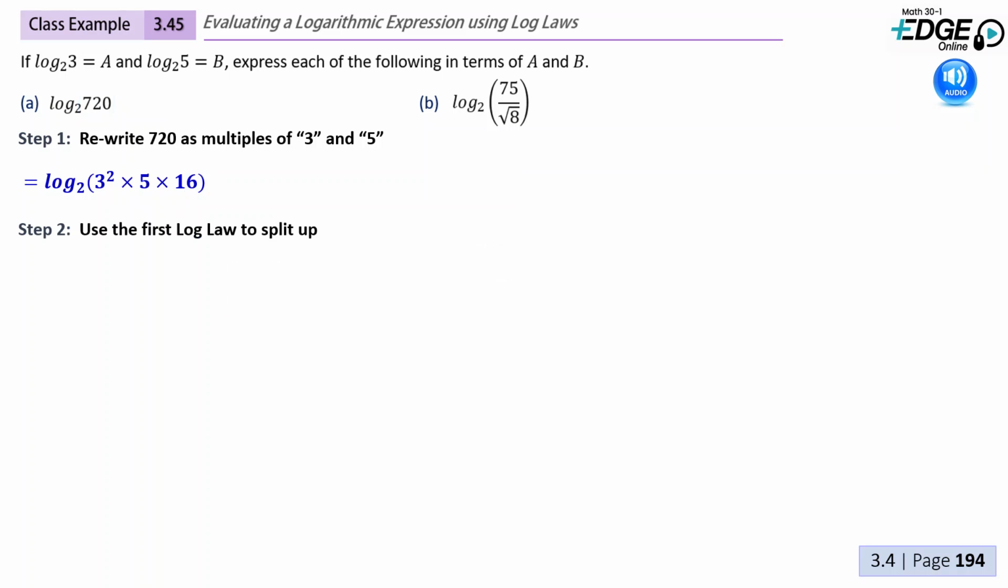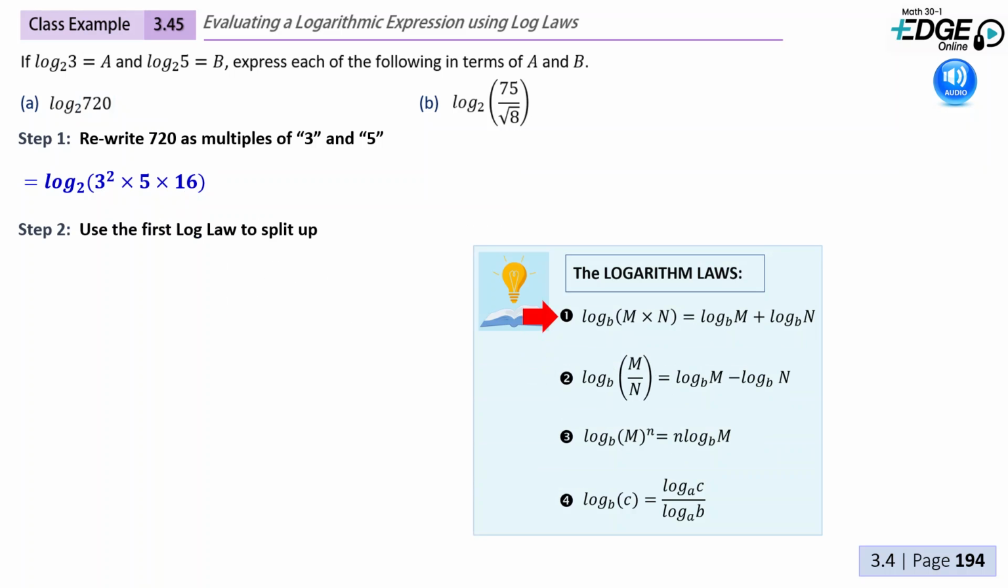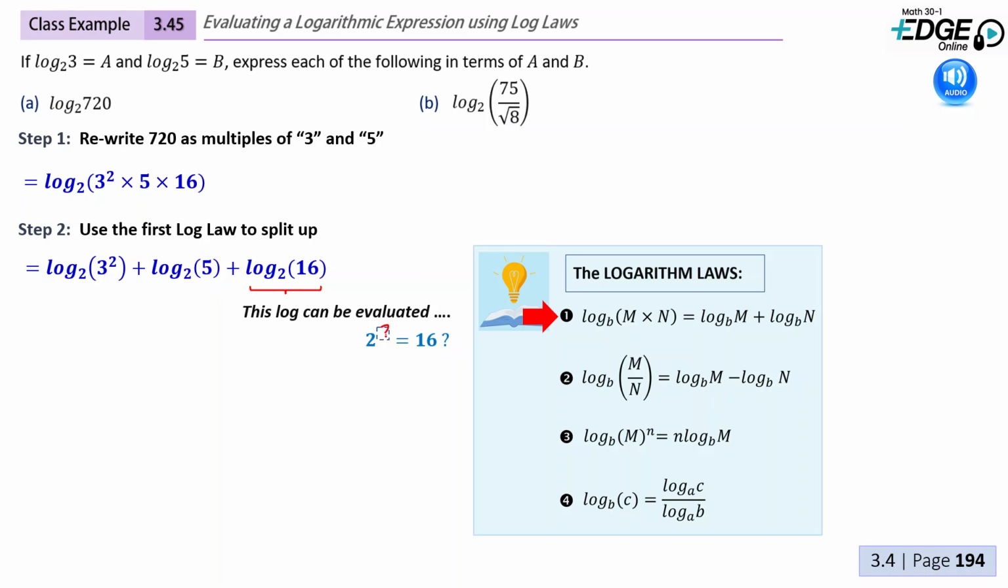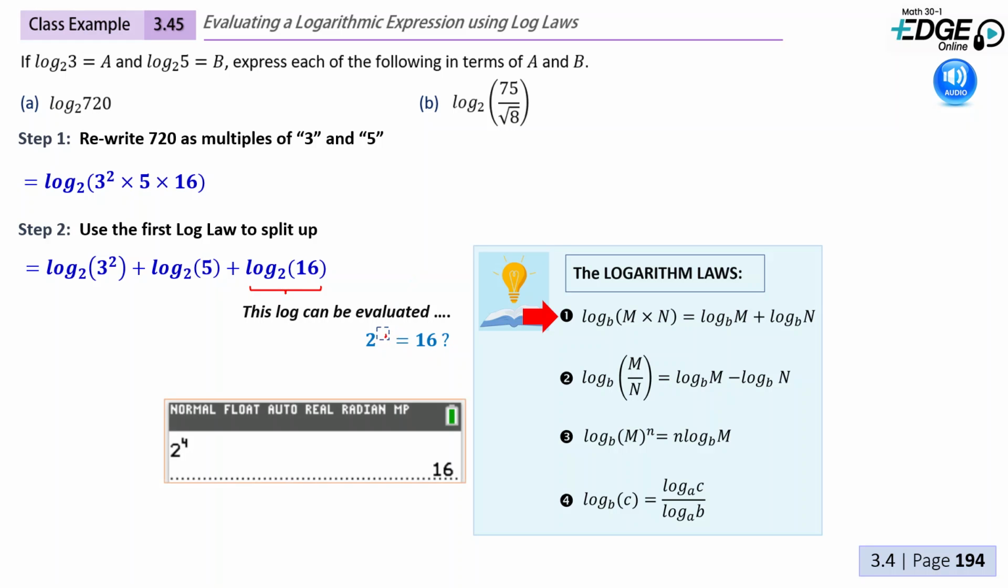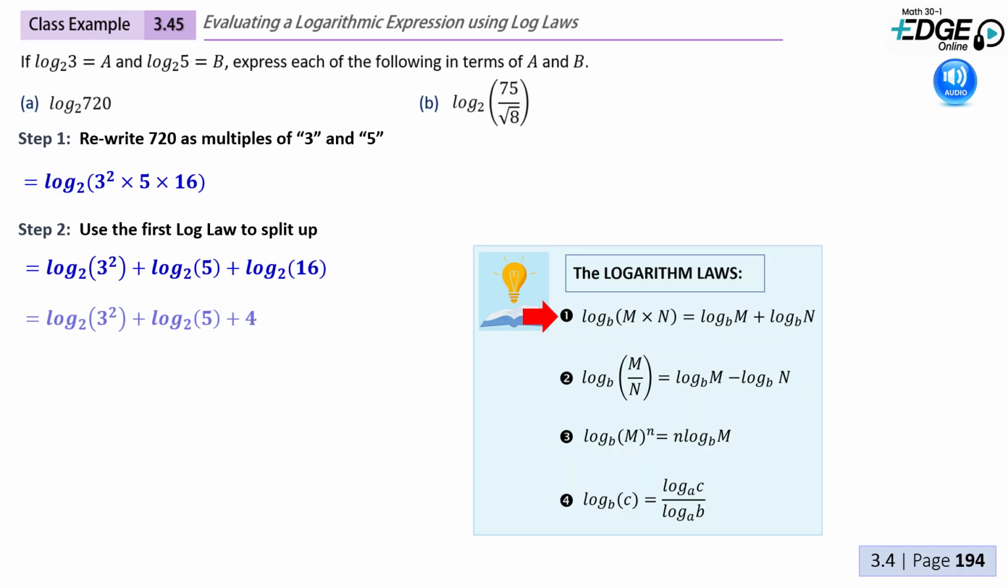So now for step 2, we're going to use the first log law to split this up into addition of logs. Now, we can actually evaluate what's left here. Log base 2 of 16 is really asking 2 to the power of what is equal to 16? Well, 2 to the power of 4 is 16. So we've simplified that a little.